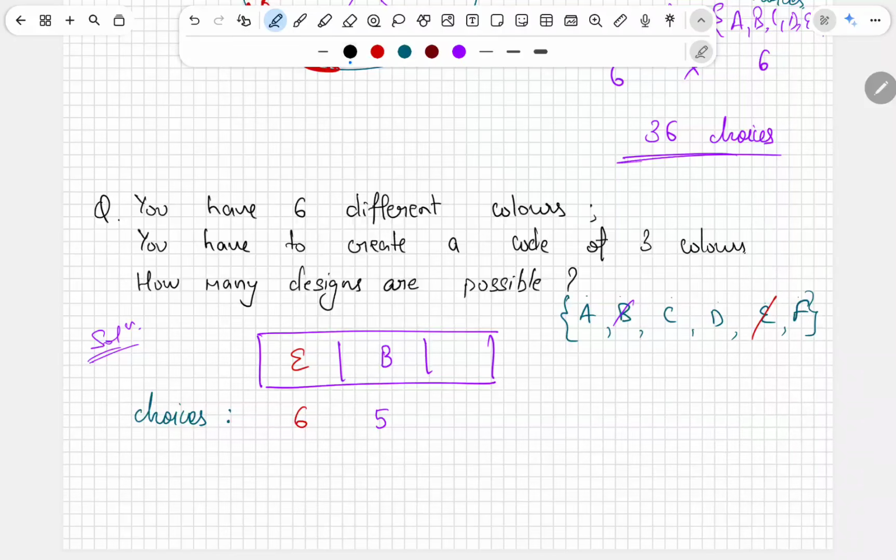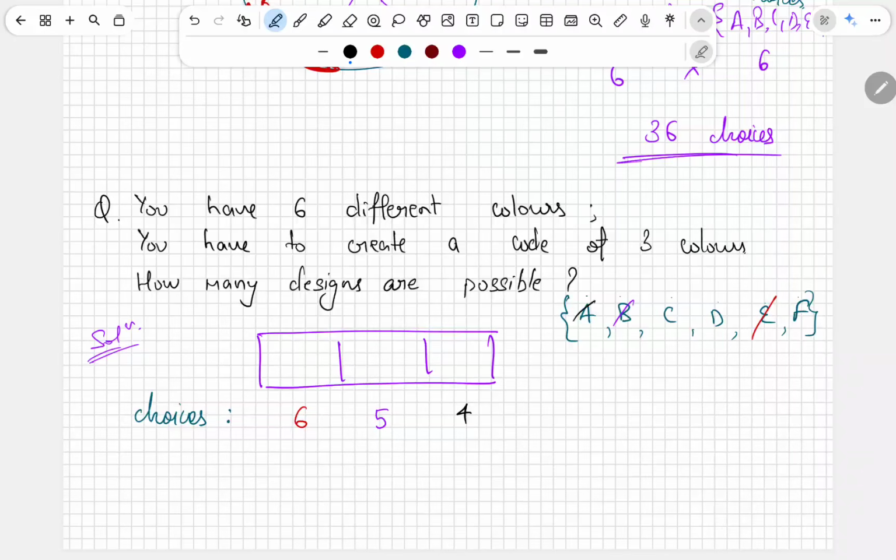Now for the next place, I have color A, color C, color D, and color F. I'm only left with 4 choices. Let's say I put A over here. So now I can put the first color over here, the second color over here, the third color over here.